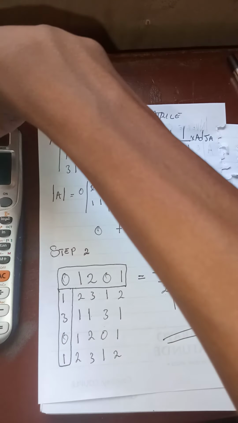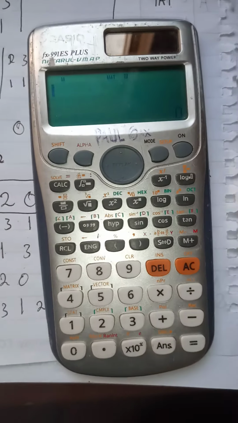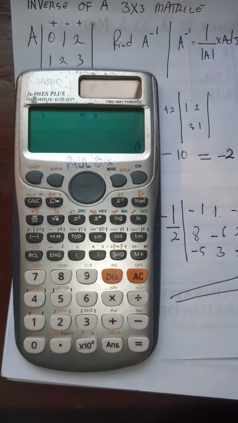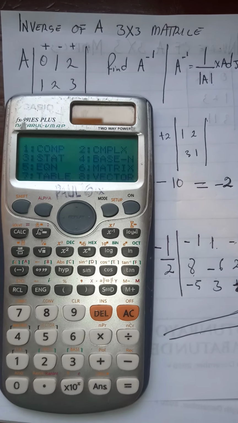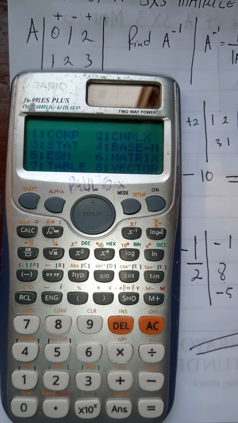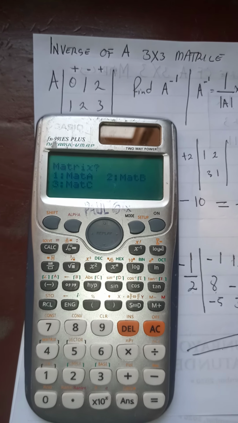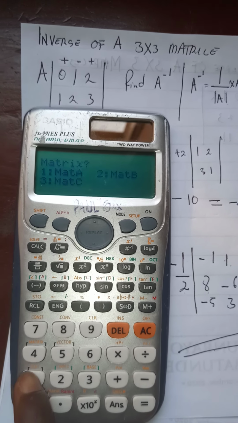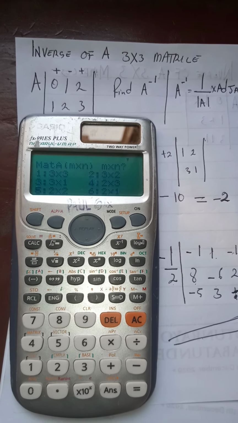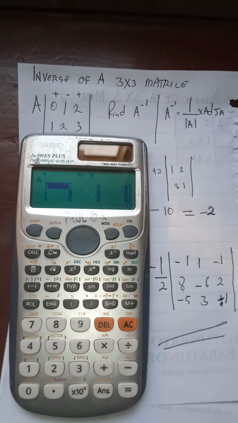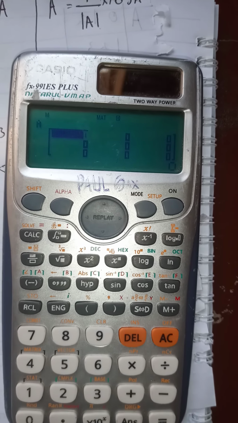Now let's use our calculator to check if our answer is actually correct. Now the first thing you need to do for the calculator approach, you can say this is our answer. You press your mode. After pressing your mode, you press number 6, which is matrices. Then you press 1. 1 is matrix A, so you press 1. So you can see 1 is for 3 by 3 matrices, so you press 1 as well. So after that, you input your given matrices.